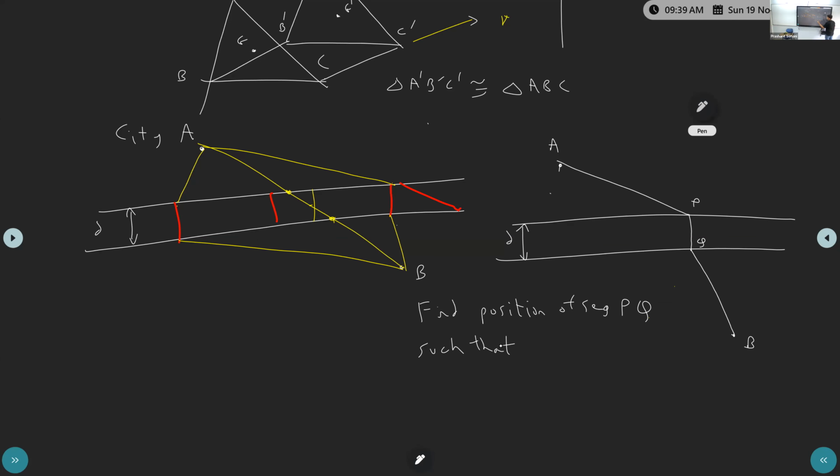What's that? The total distance, AP plus PQ plus QB, is to be minimized. And actually, if you think about it, PQ will always be of fixed length D, right? Because that is perpendicular. So actually speaking, we have to optimize AP plus PB. PQ will automatically be a constant, so PQ we don't have to worry about.